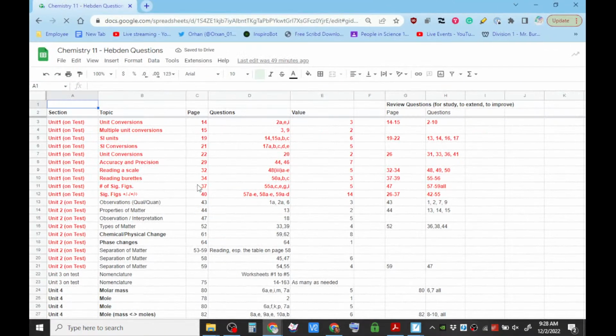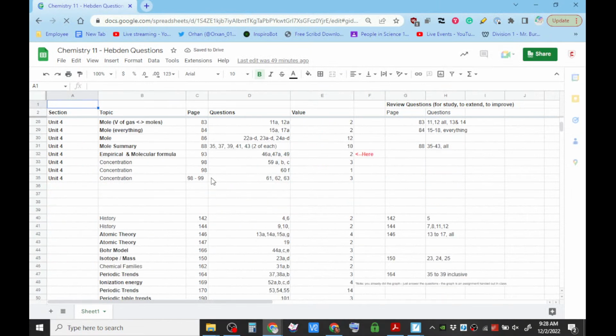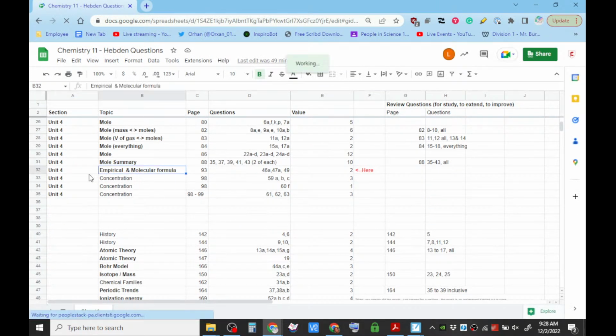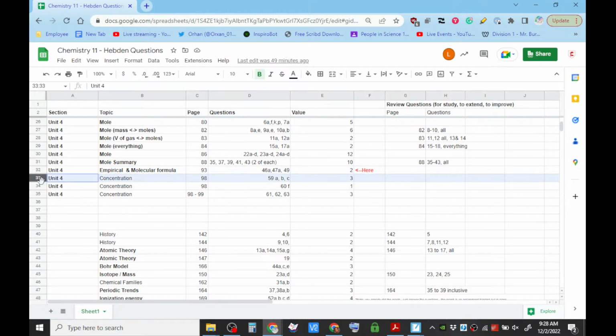So in terms of Hebden, we are all the way up to here, empirical molecular formula, down from the mole summary. We are about to start concentration, and then we're probably going to have a test, which would be probably a good idea if we had it before, so that you would remember.